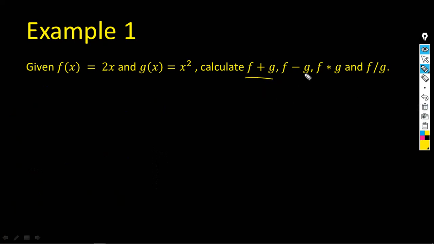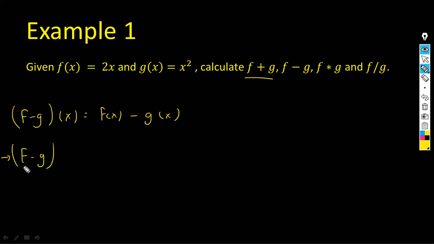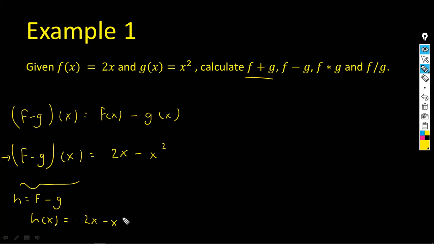Okay, so this is done. Now f minus g. Let's write f minus g of x is equal to f of x minus g of x. And so f minus g of x will be equal to 2x minus x squared, and we are done. Or also, we can do the same thing that I told you a moment ago. You specify that h is equal to f minus g, and with this in mind, I can write this. h of x equals 2x minus x squared. So this thing and this thing are equivalent.